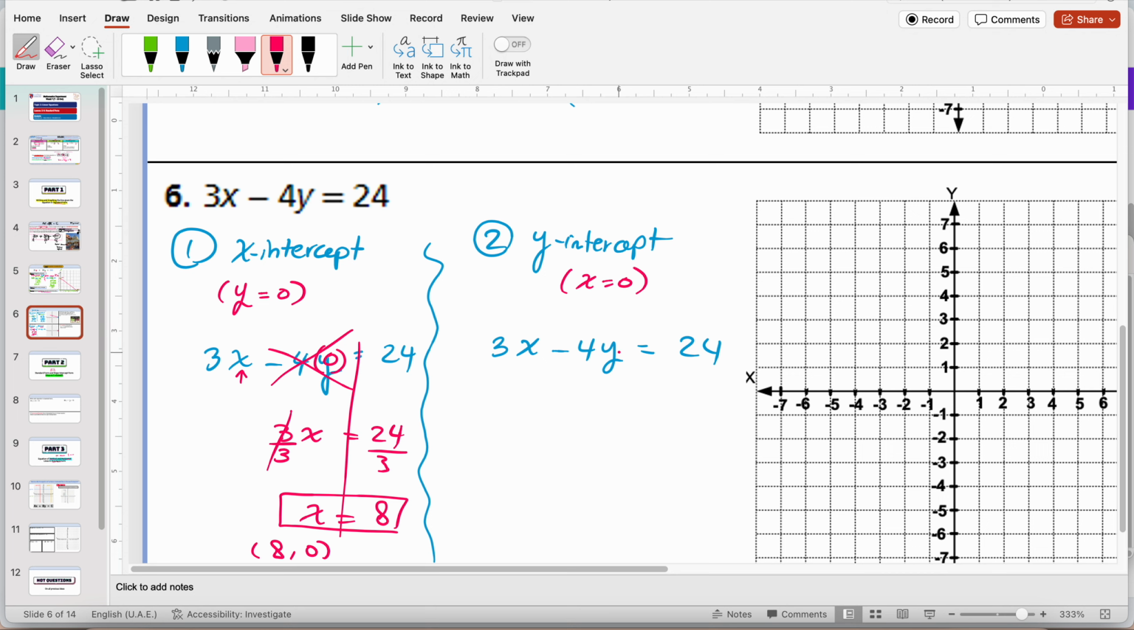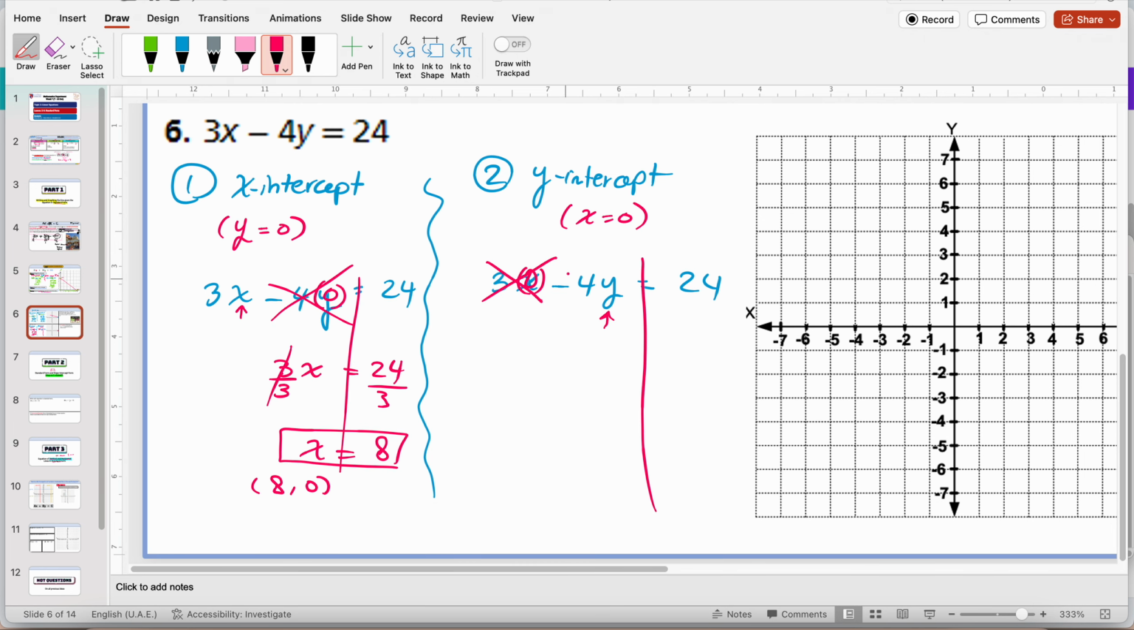Y-intercept means I want my y value when the x is 0. 0 times 3 is cancelled. Now pay attention here. Here can be a common mistake by some of the students. I don't have 4y left alone. Nope, I also have the negative. Don't forget the sign, please.